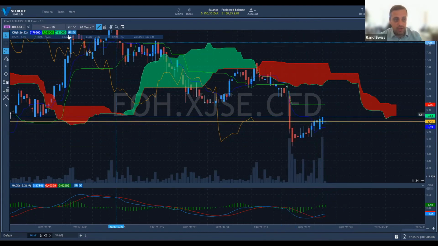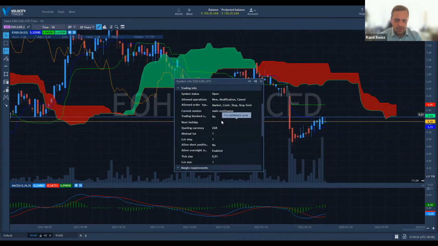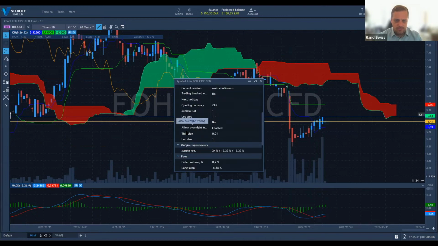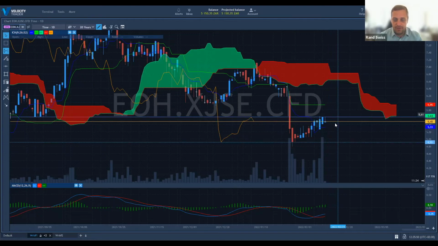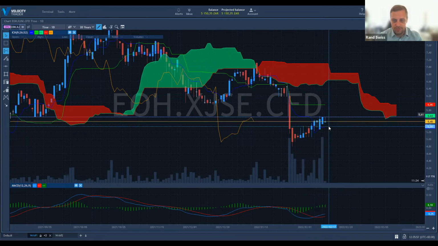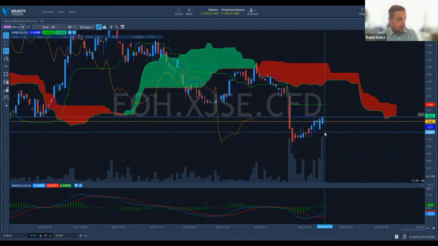If you want to know whether you can open a short position on Velocity Trader, just click on this little CFD button. Then you see there, allow short positions: no. So unfortunately, at the moment, Velocity Trader doesn't allow short positions to be opened on this system. Maybe on the other platform, DMA Traders, they will allow it. But at the moment, would I be buying it? No, I'd rather be looking at opening short positions. Okay, that's EOH.